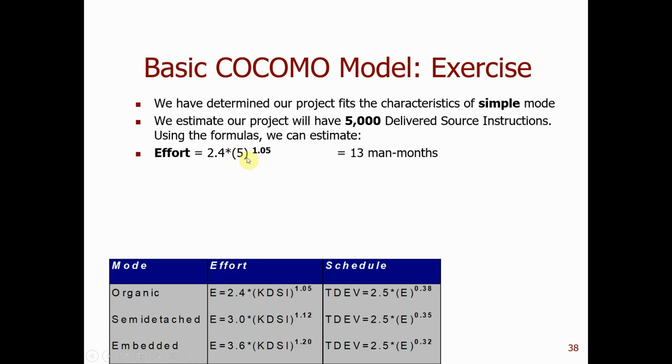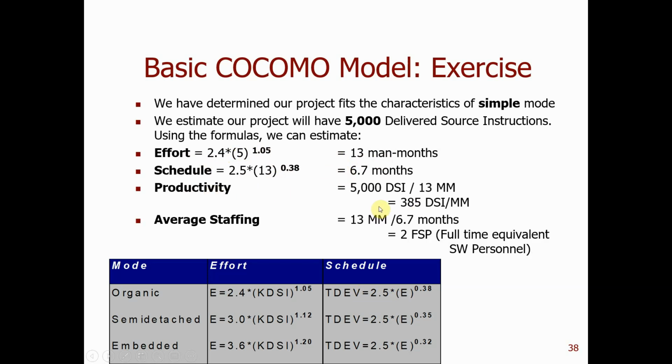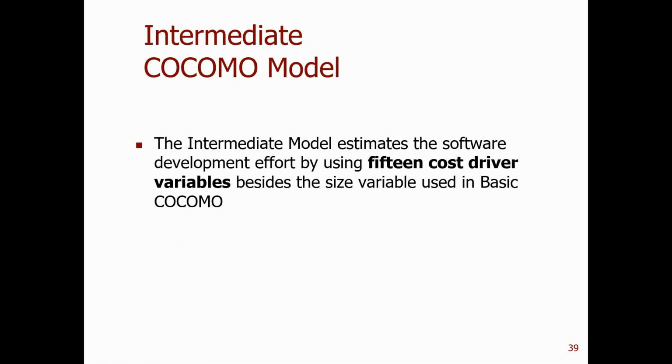2.4 times 5 raised to 1.05 is 30 man-months. For the schedule, bring the E into equation 2, and then we get 6.7 months. Then productivity and average staffing. So in your exam, if a model appears, I will ask you to calculate this for effort, schedule, productivity, and average staffing. So this is the basic model.